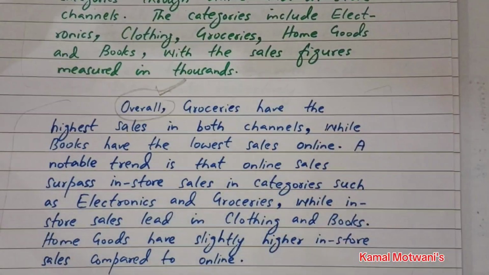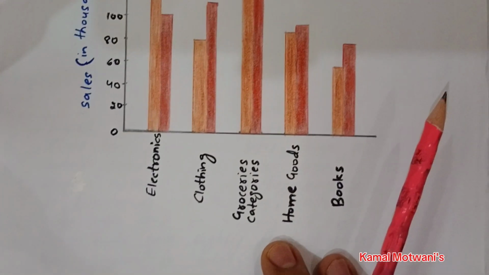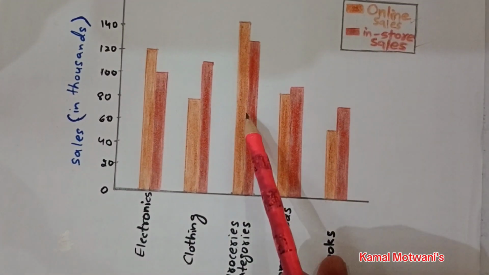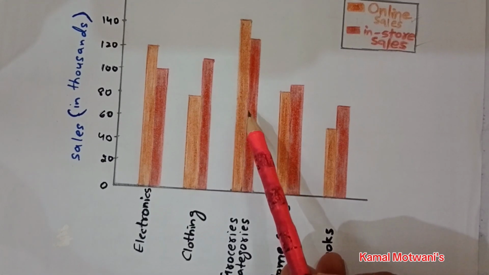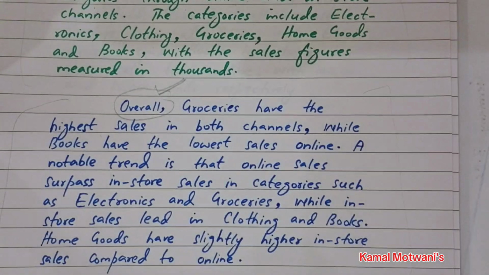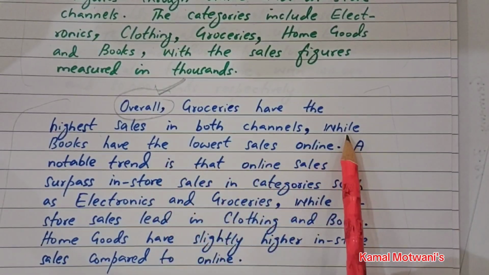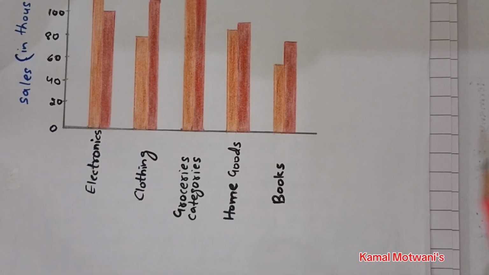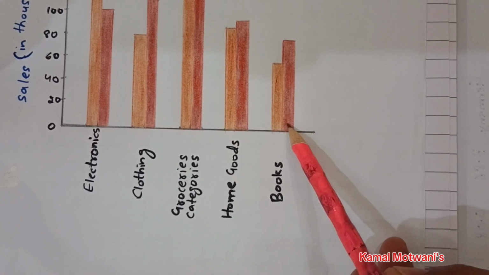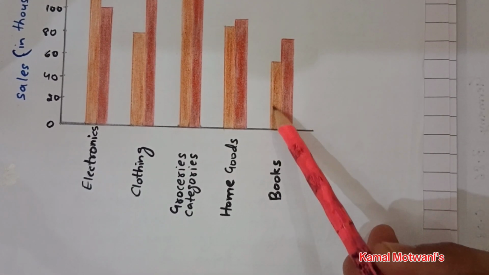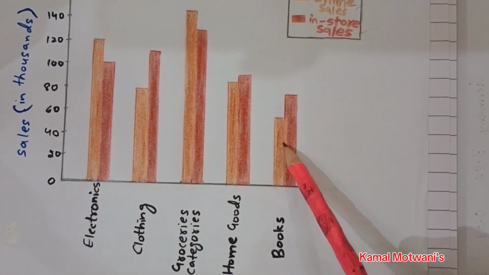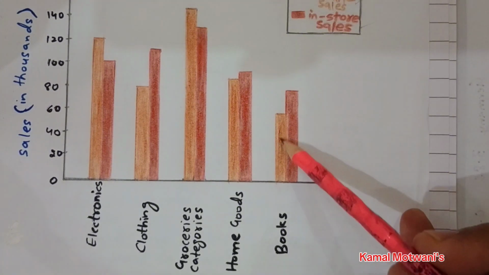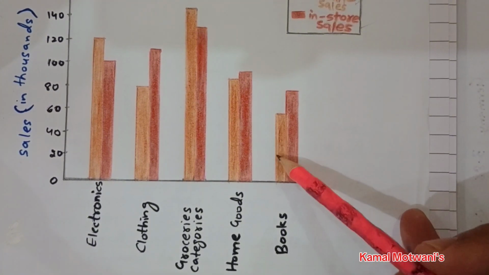You see, groceries have the highest sales in both the channels, online and in store, while books have the lowest sales online. You see, while books have the lowest sales online. This is the bar that shows books have the lowest sales online.